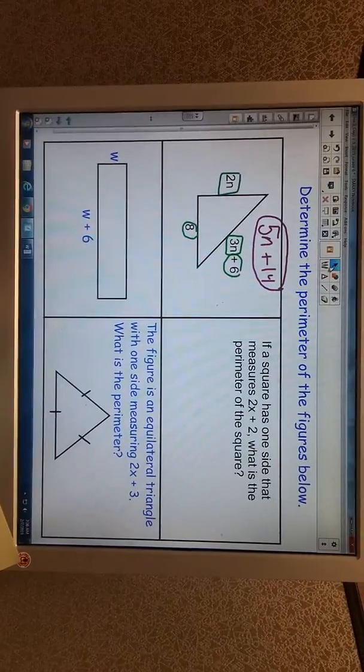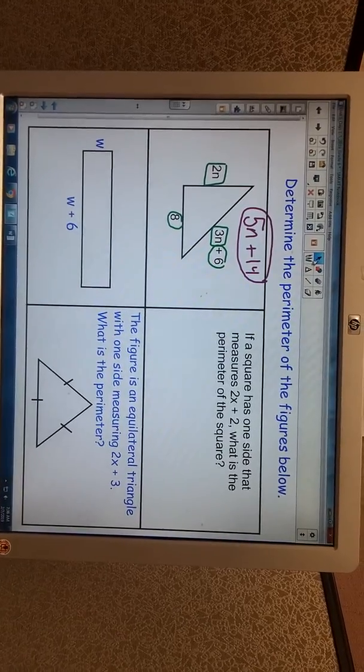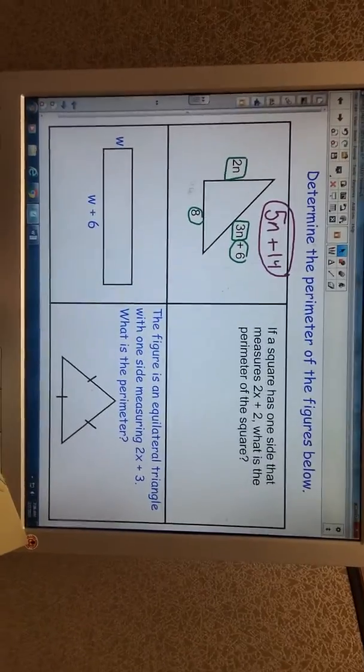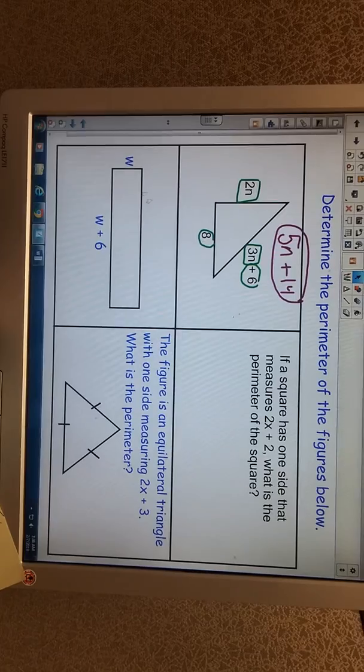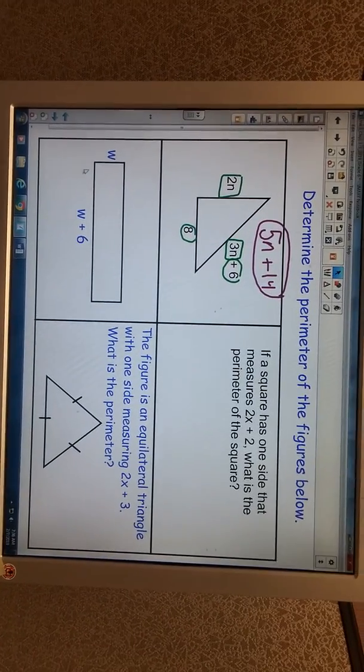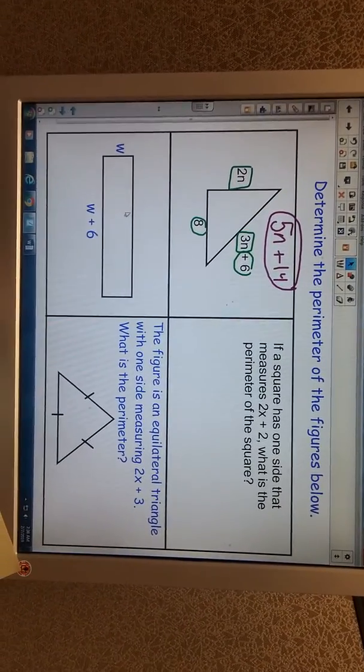Your job is to now try the other 3 problems. One hint I'll give you is on the rectangle down here. Perimeter represents all of the sides, so when you draw the picture, make sure you label those missing sides. Pause the tape and figure it out now.